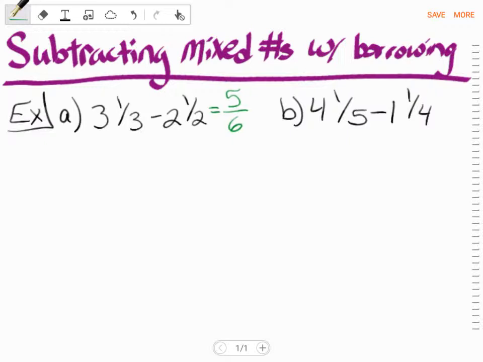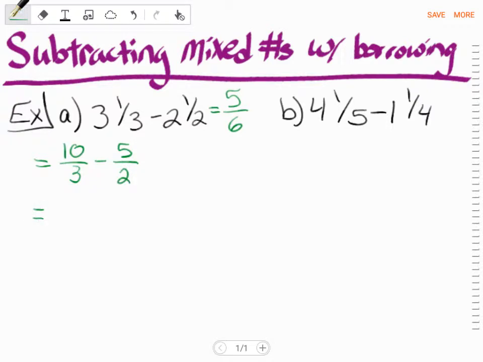So this other method that I'm going to talk about, what we're going to do first is change our numbers over to improper fractions before we do anything. So I'm going to think about 3 times 3 is going to give me 9, plus 1 is going to give me 10 thirds, minus 2 times 2 gives me 4, plus 1 gives me 5 halves.